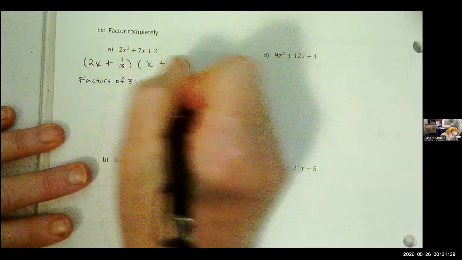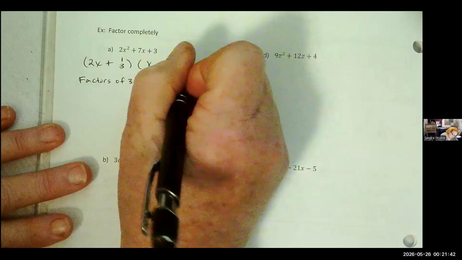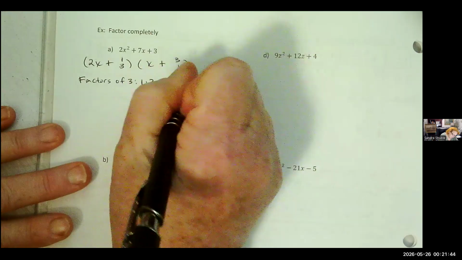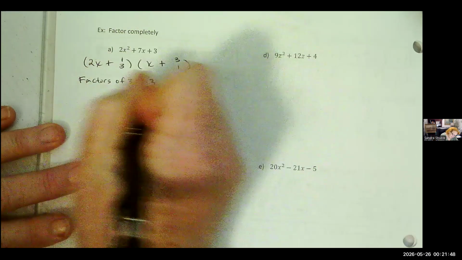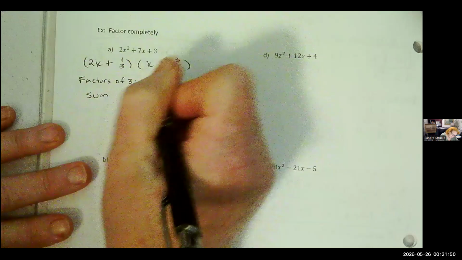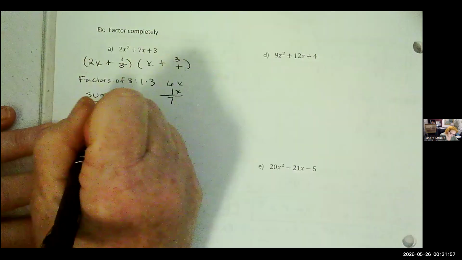My outer is 2x times 3, which is 6x. My inner is 1 times x, which is 1x. Does this give me the sum? Because remember, everything's added to 7. Yeah, it does. So my answer is 2x plus 1 times x plus 3.